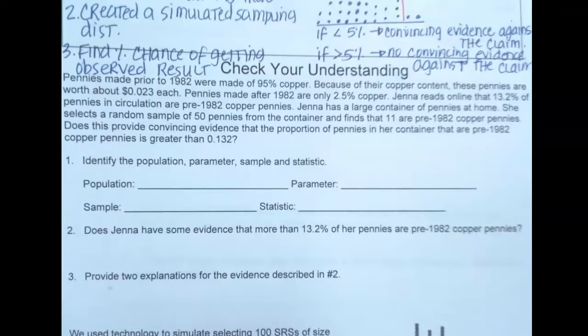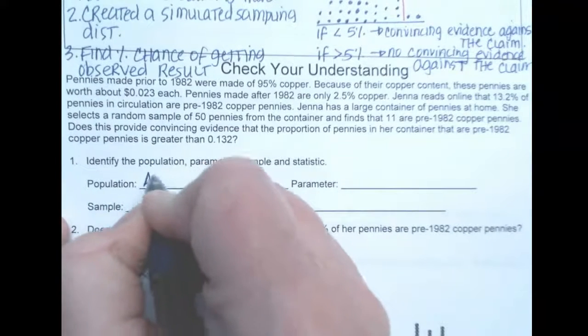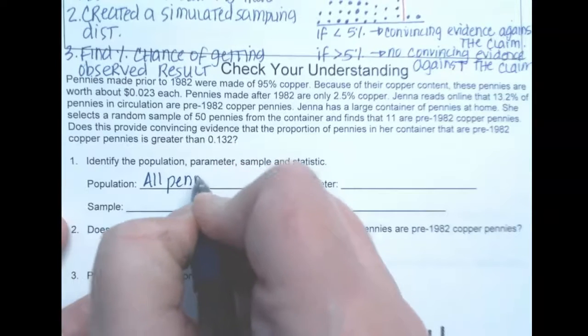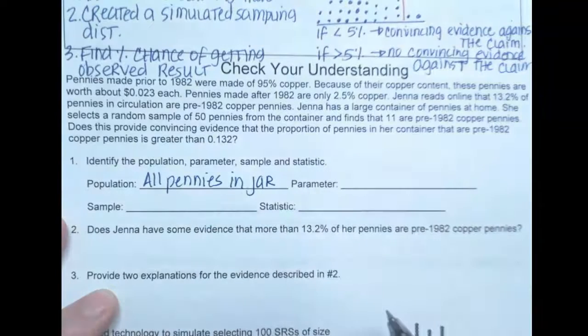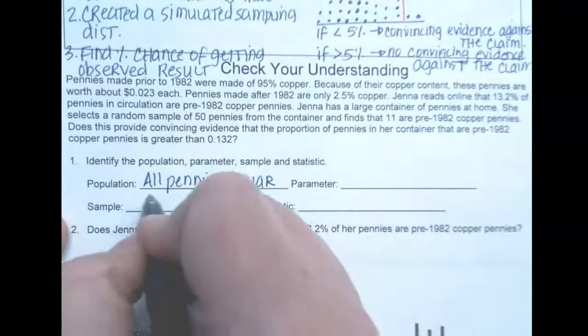Jenna has a large container of pennies at home, and she selects a random sample of 50 pennies from the container and finds that 11 of them are pre-1982 copper pennies. Does this provide convincing evidence that the proportion of pennies in her container that are pre-1982 copper pennies is greater than 0.132? So here we want to identify the population, the parameter, the sample, and the statistic. The population here is all the pennies in the jar. And your sample, she took a sample of 50 pennies.